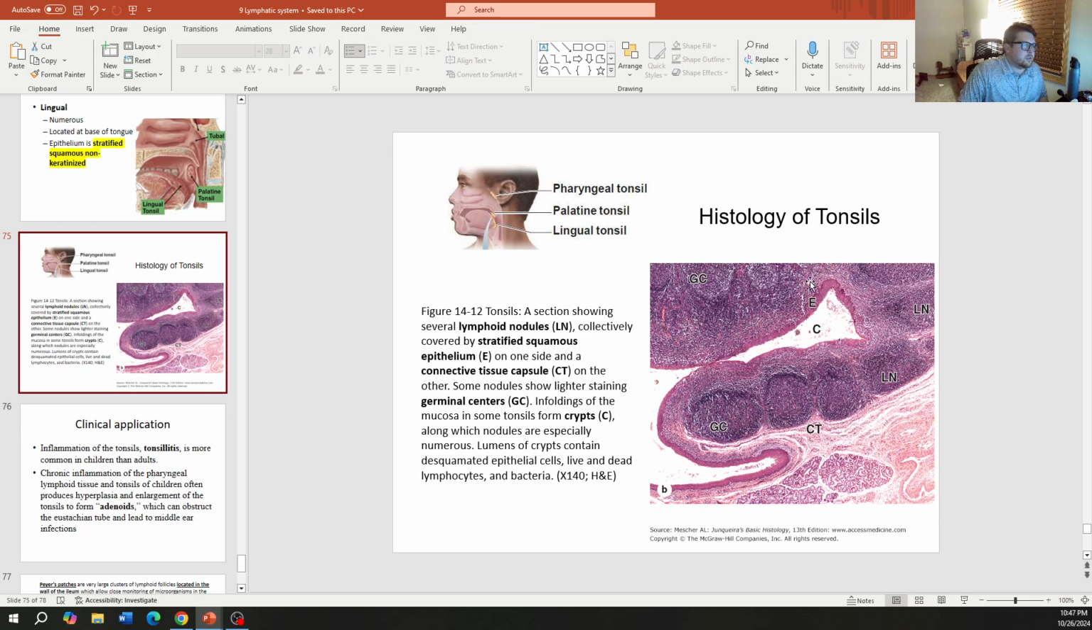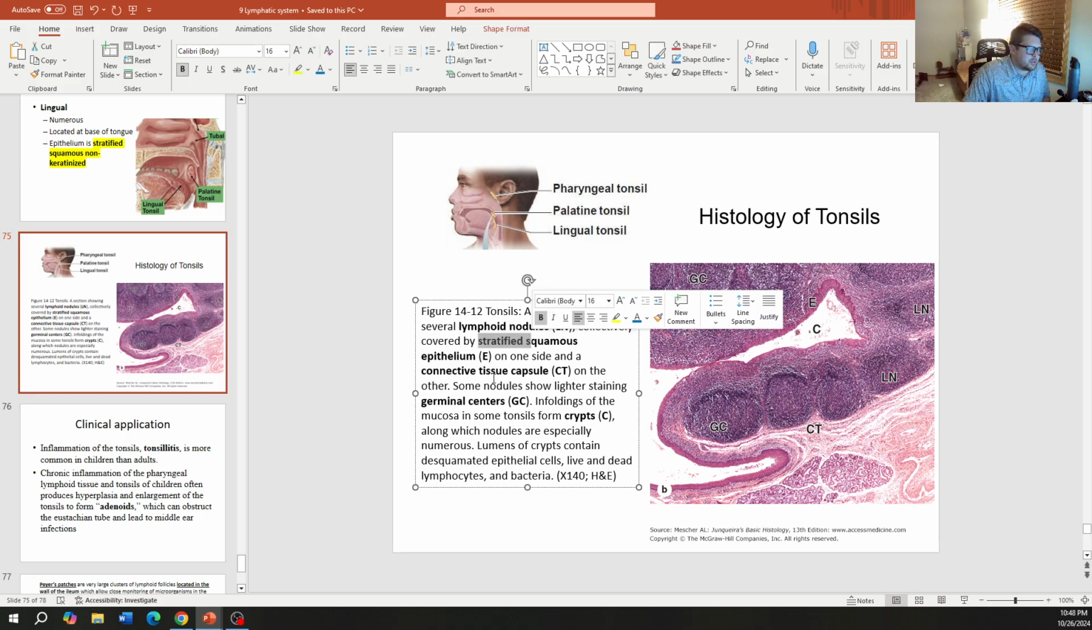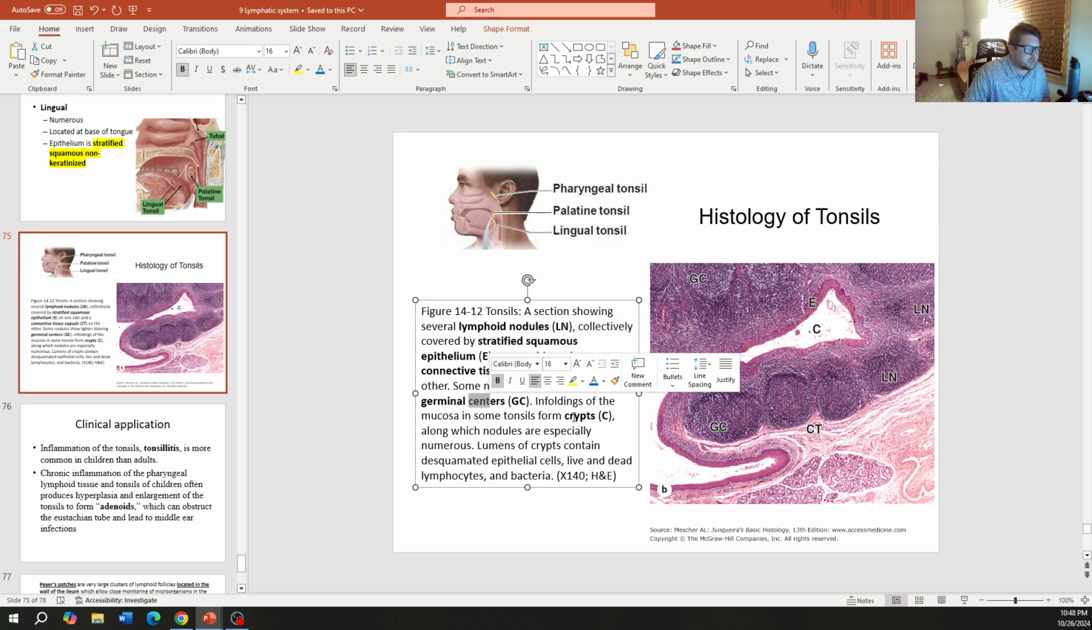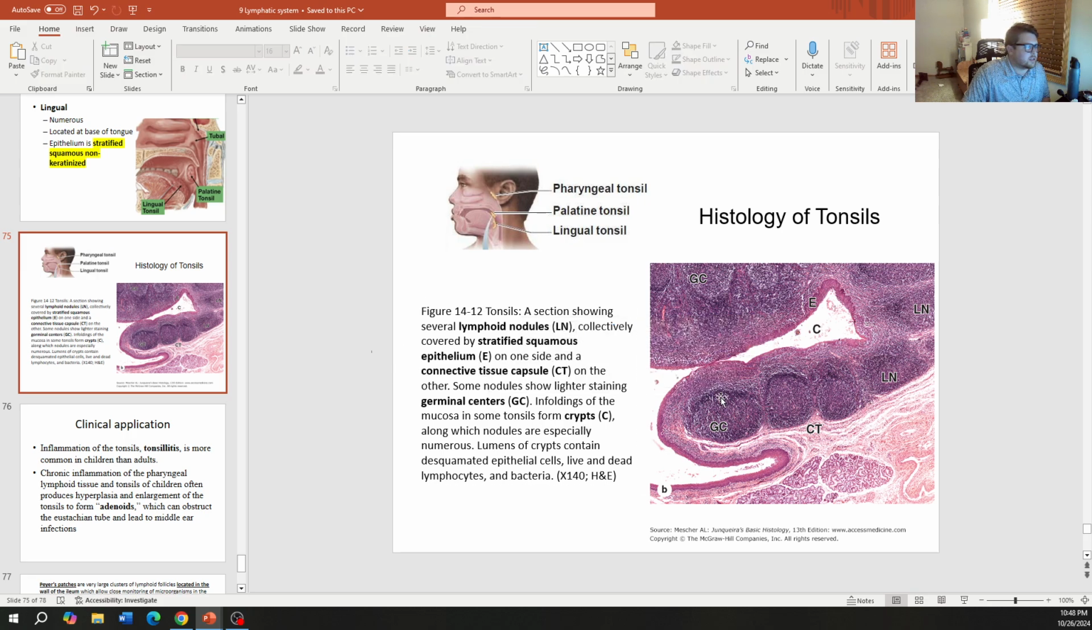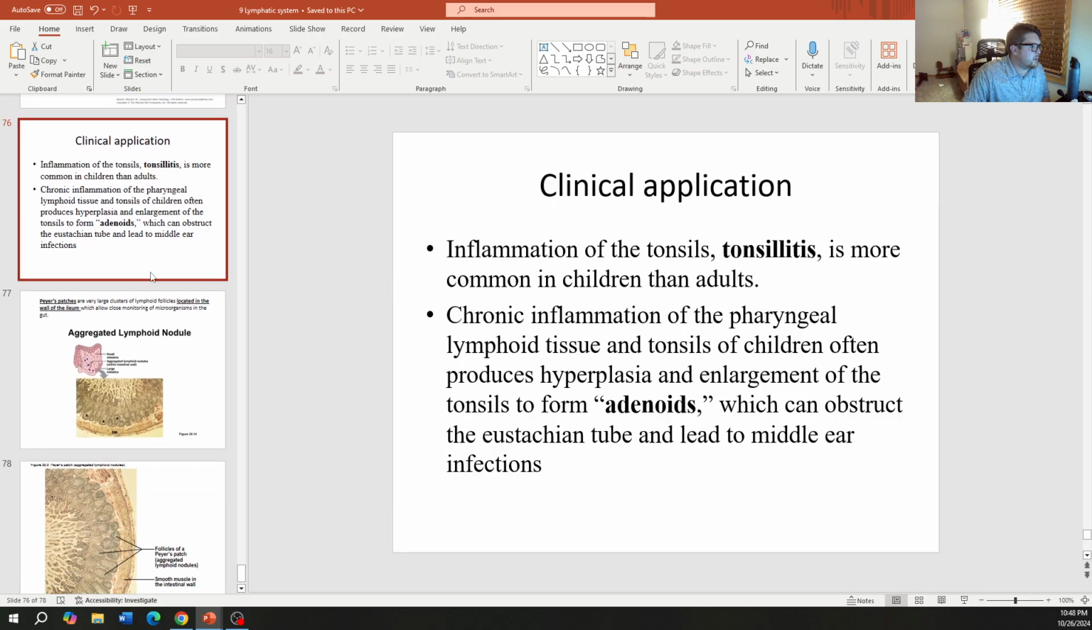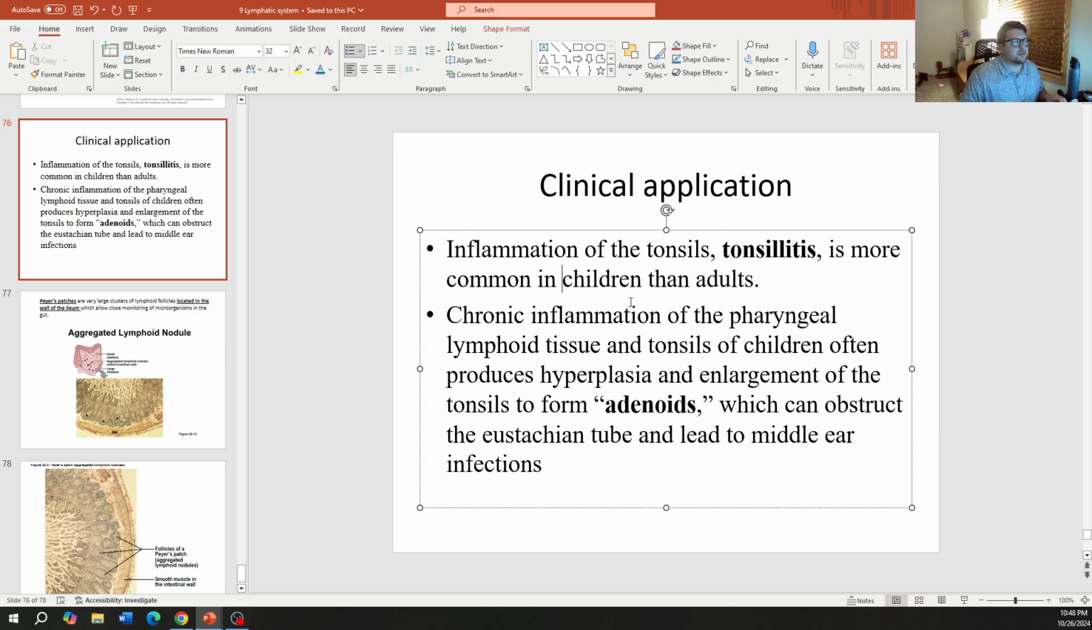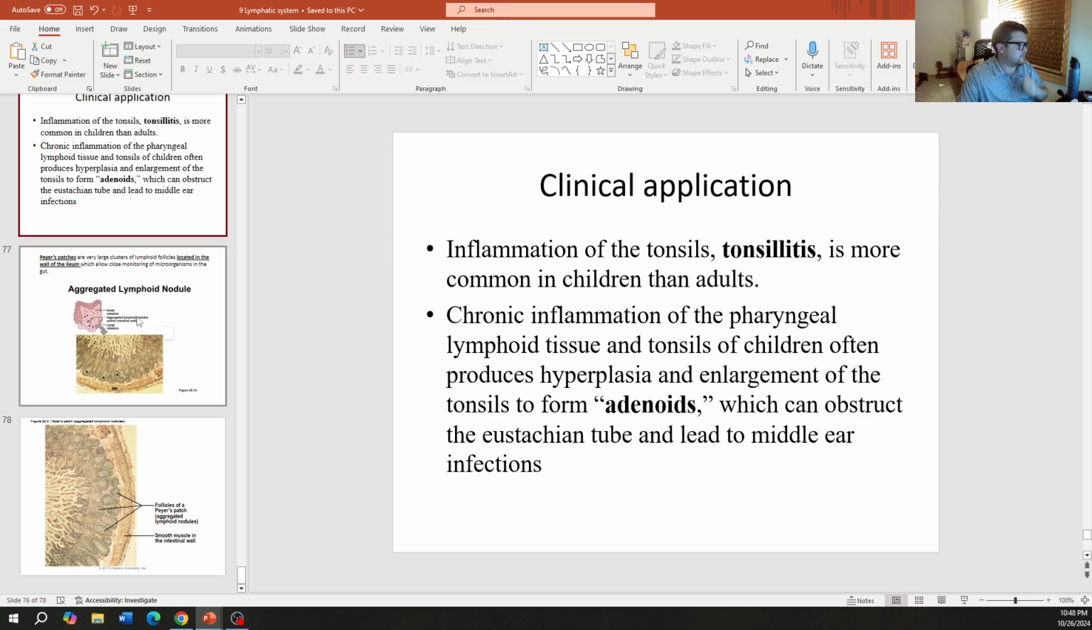Here we can see some of the tonsils. We have lymphoid nodules. There's some of the epithelium, the connective tissue, germinal centers, crypts, all that kind of stuff. Inflammation of the tonsils, also known as tonsillitis, is more common in children than adults. And then that chronic inflammation, they known as adenoids, which we discussed.